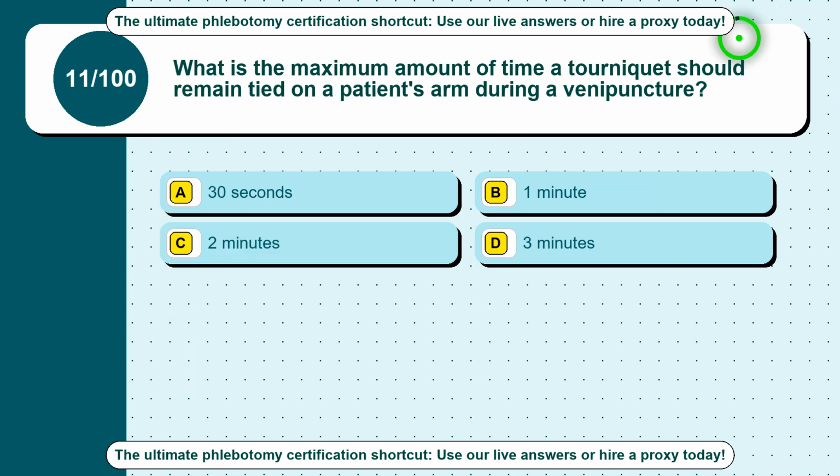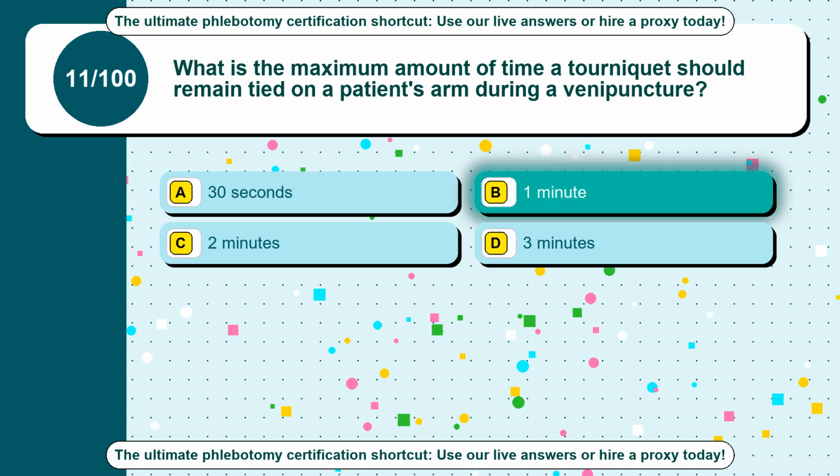Question 11. What is the maximum amount of time a tourniquet should remain tied on a patient's arm during a venipuncture? Option A, 30 seconds. Option B, 1 minute. Option C, 2 minutes. Option D, 3 minutes. The correct answer is option B, 1 minute.